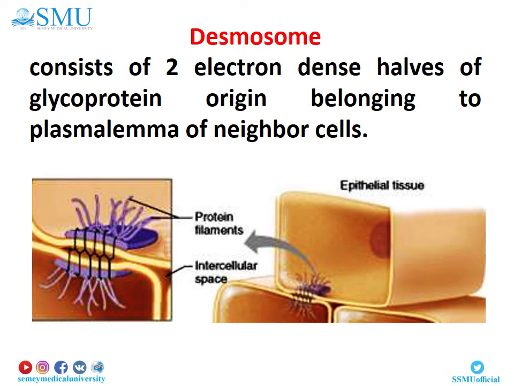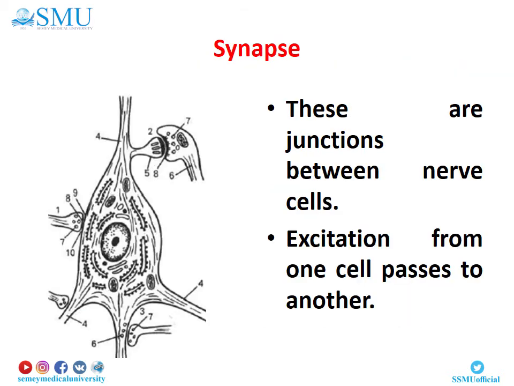Desmosome consists of two electron-dense halves of glycoprotein origin belonging to the plasma lemma of neighbor cells. Synapse. These are junctions between nerve cells. Excitation from one cell passes to another.